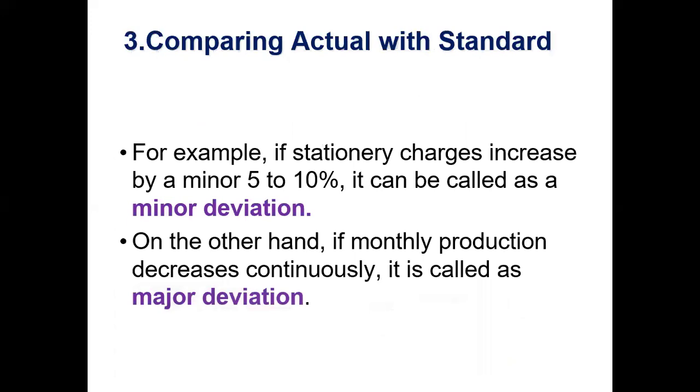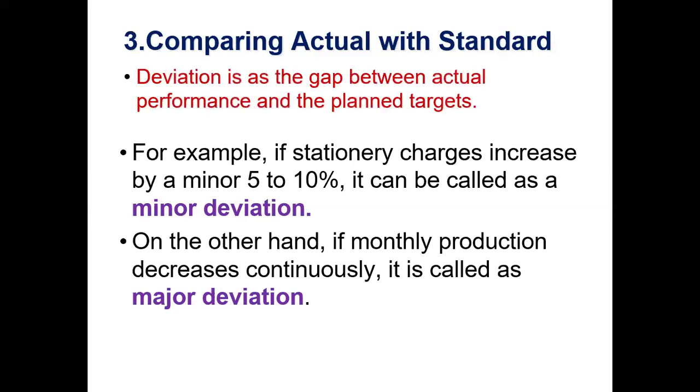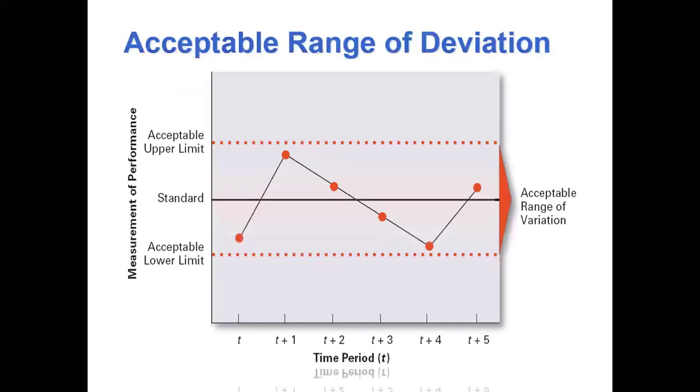Now, how do you get the deviation? By comparing actual performance against the standard. The maximum deviation allowed is 10%. A minor deviation is 5%, a major deviation is 10%. In that case, the gap between the actual performance and the planned targets is required. You see the graph: the middle one is the standard, with a top level and a low level. If it goes beyond, then there is actually a problem.